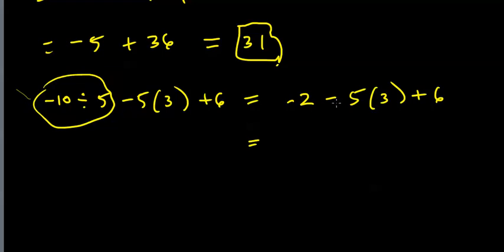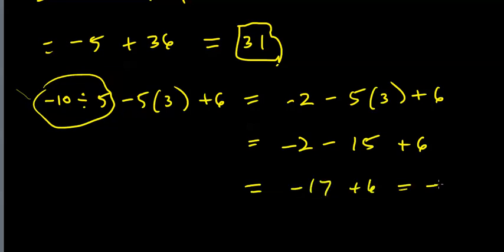Now we've got a subtraction, a multiplication, and an addition. And of course, the multiplication gets done first of those 3 operations. So minus 5 times 3 is negative 15, plus 6. All right, technically this subtraction happens before this addition. Minus 2 minus 15 is minus 17, plus 6, and my final return then would be negative 11.